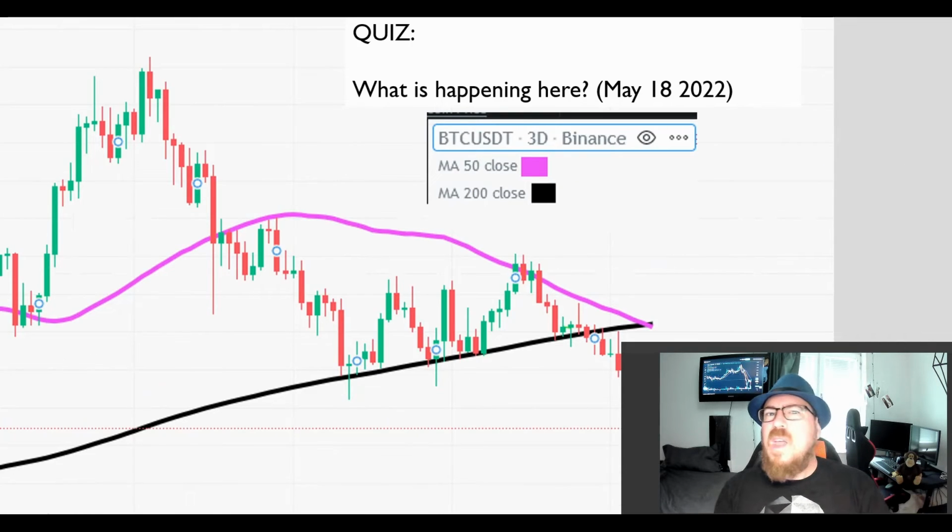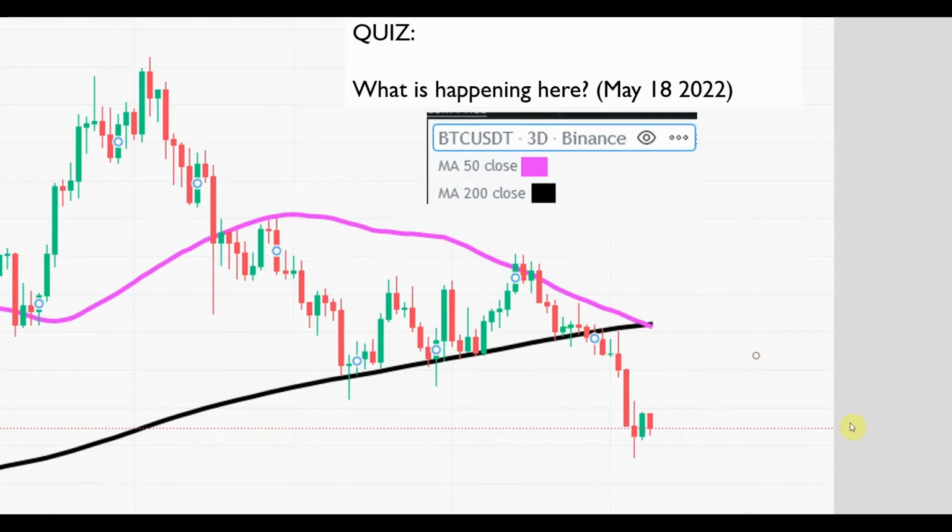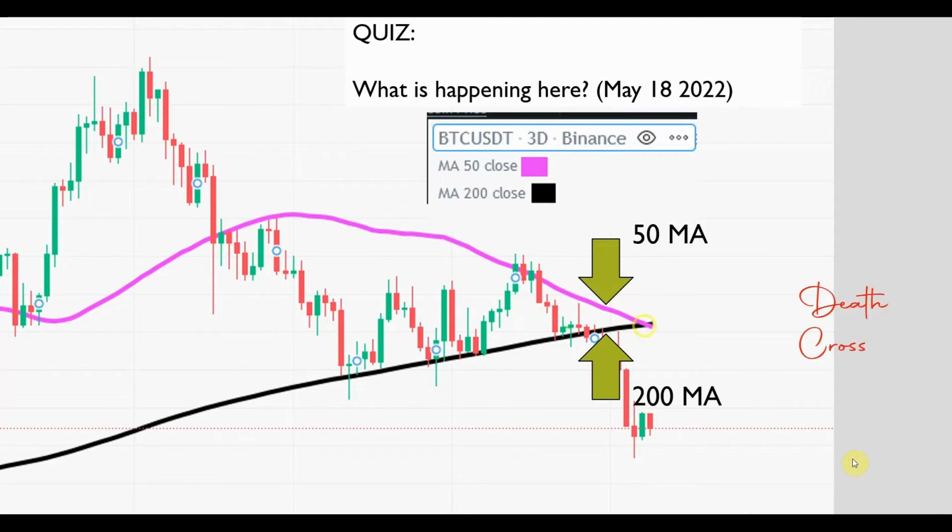Another quiz time. Don't forget to pause if you don't want to hear the answer. What is going on in this graph? Oh, there it is. The 200 line, the 50 line, the death cross.